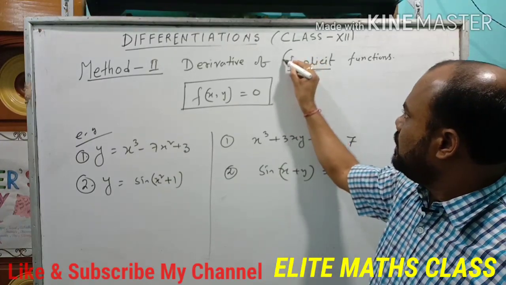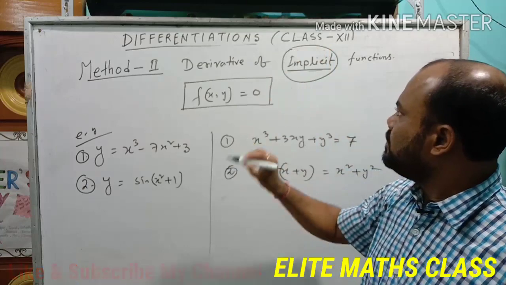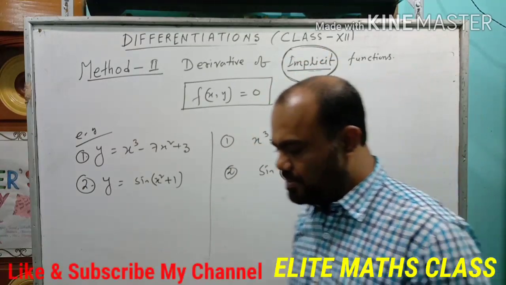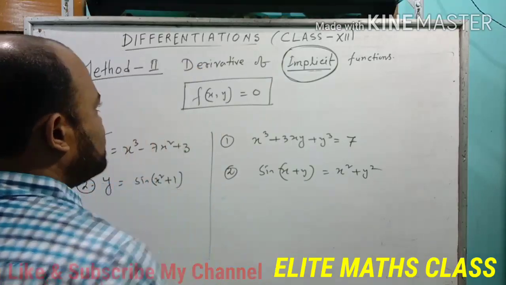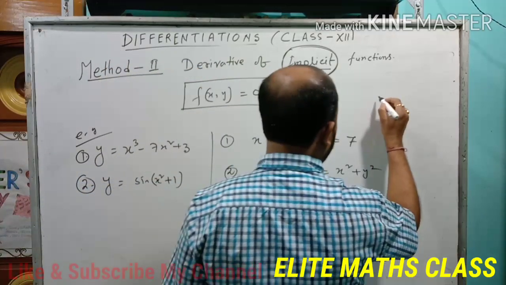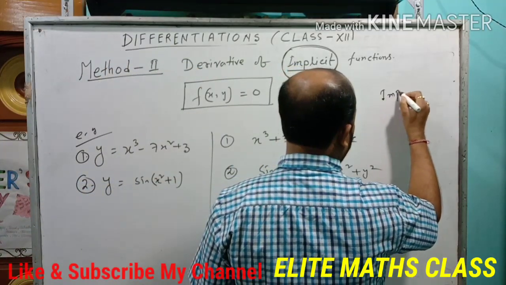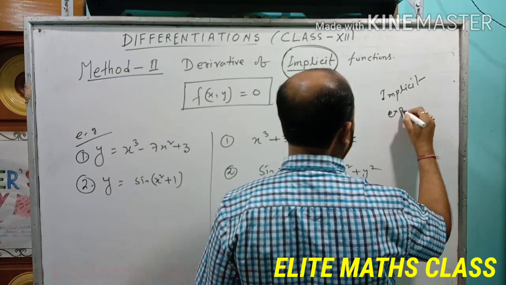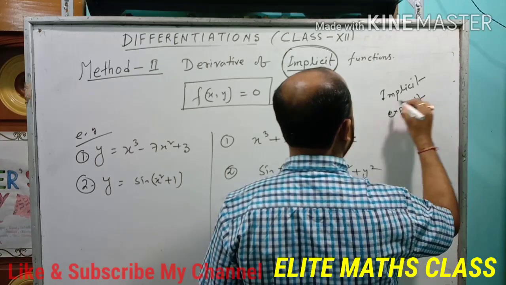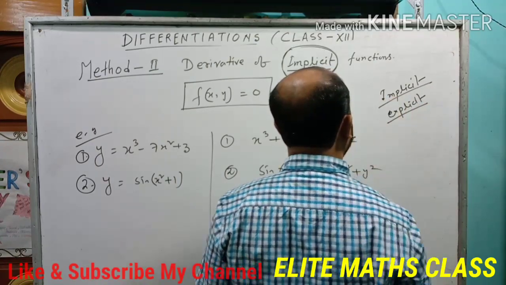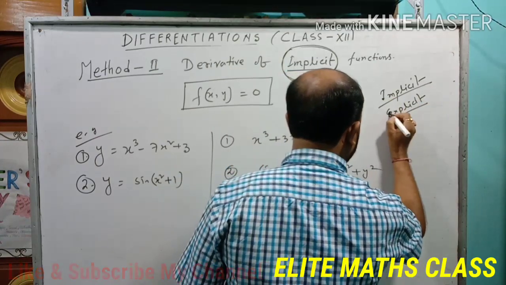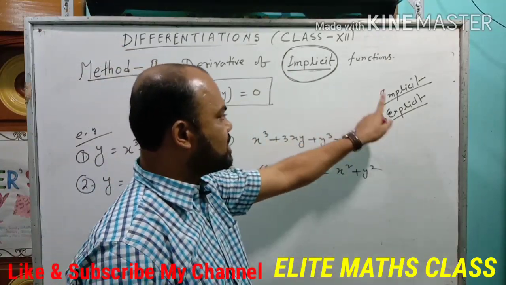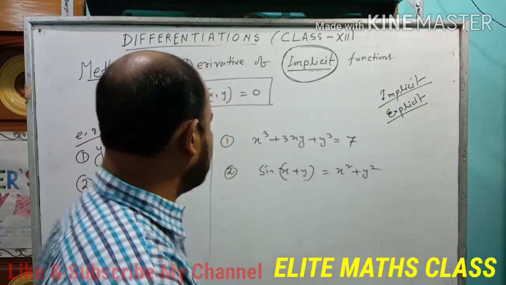Before going to this method, first try to understand what an implicit function is. Actually, functions are divided into two forms. One is implicit, the second one is explicit function. Implicit function and explicit function, two forms of functions are there.